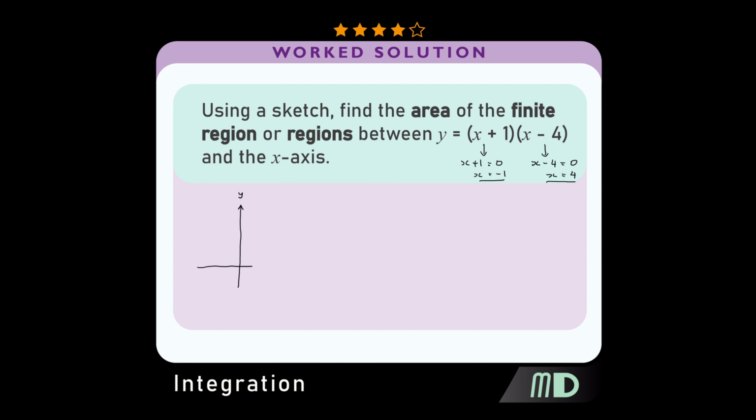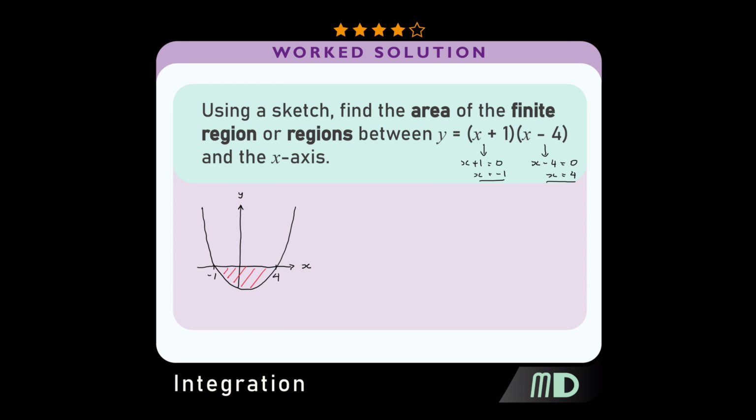So, drawing a pair of axes, with points marked at -1 and 4 on the x-axis, we can sketch the curve and highlight the area we're going to calculate. We're going to calculate the signed area for this shaded region below the x-axis. The area will have a negative value for that reason.